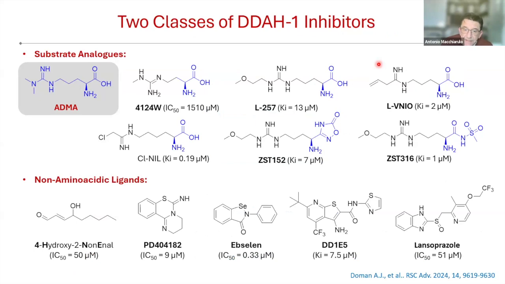A first class includes substrate analogs that, as you can see, are all amino acidic ligands and somehow similar to asymmetric dimethylarginine. The other class includes non-amino acidic ligands, in which we have different compounds, but all of them actually lack strong potencies or are poorly selective against these enzymes.